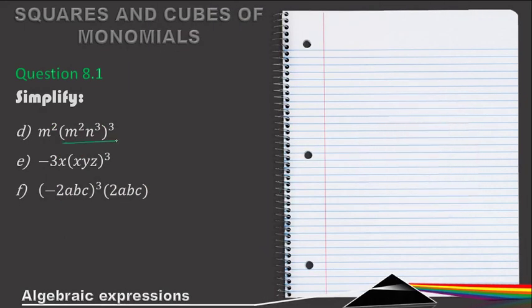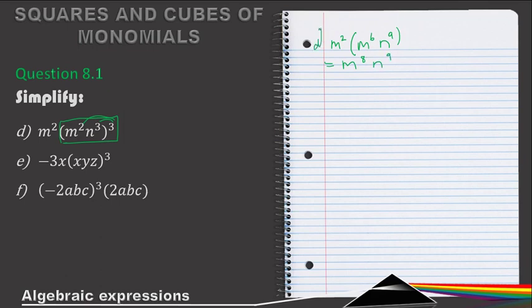Okay, starting with this. So we have m to the power of 2 here. Then this 3 goes in. We have m, 2 times 3 is 6. n, 3 times 3 is 9. Then multiplying the same bases, we have m to the power of 8 when I add my exponents, and n to the power of 9.